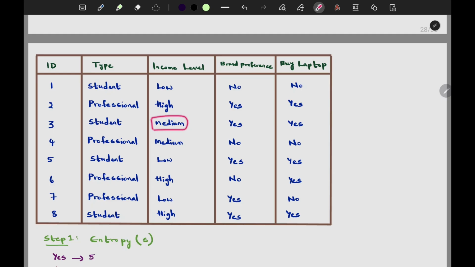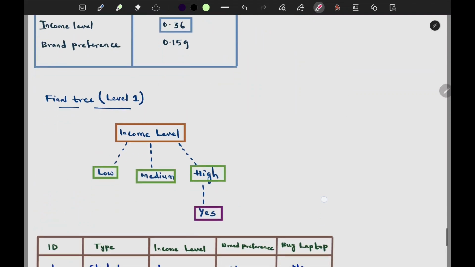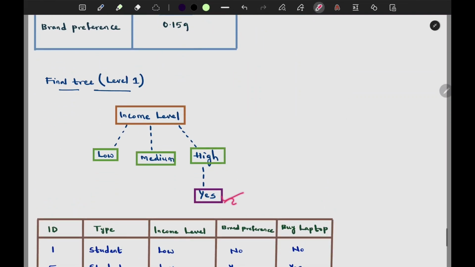Now again see for medium. For medium, one is yes and one is no. Here also I can't conclude the decision now itself. But if you see this high, here high and high, every time I am having only yes classification. So now the income level of type high will have the further leaf node only as yes. So you can see for the level 1 decision tree, for the high, it is only yes. And if you remember the color coding, orange is the root node, green is the decision node, and purple is the leaf node. So this is level 1.